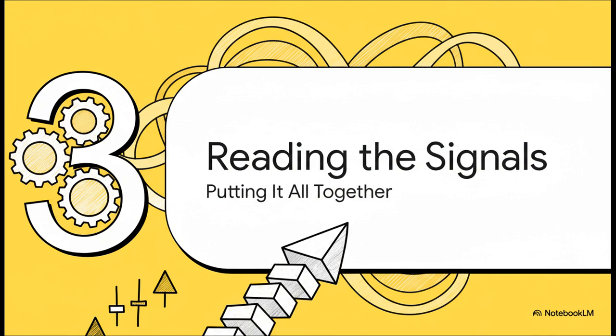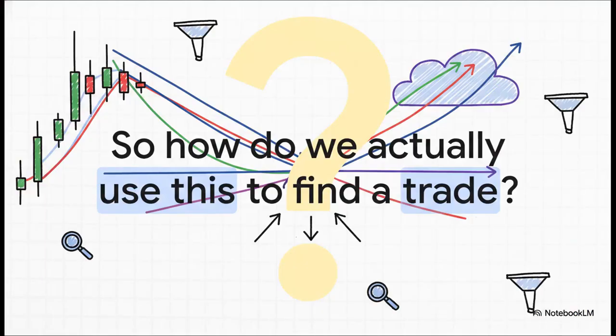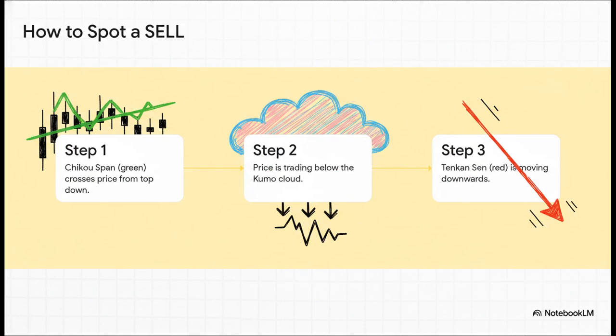This is where the rubber really meets the road. So here it is, the million-dollar question. How do we actually use all this stuff to find a decent trade? Well, the real power of Ichimoku is in something called confluence. That's when multiple signals all line up and scream the same thing at you. Let's use a bearish or a sell signal as an example. For a really strong signal, you're looking for a trifecta.